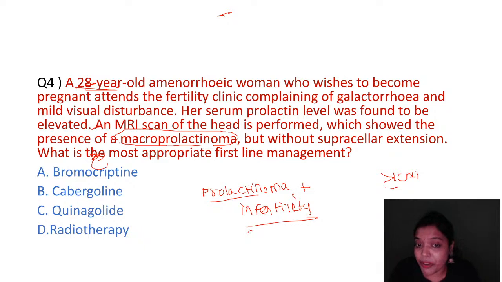And please remember, whenever you have a prolactinoma with infertility, the drug of choice is bromocriptine. Pregnancy and infertility, prolactinoma, the drug of choice is bromocriptine. Non-pregnant patients, it is cabergoline. Or those who don't want to conceive, for them it will be cabergoline first line. But pregnancy and infertility, the first line is bromocriptine. So A is the answer.